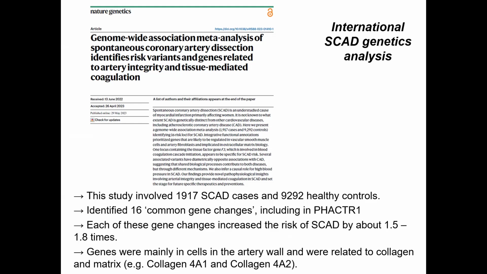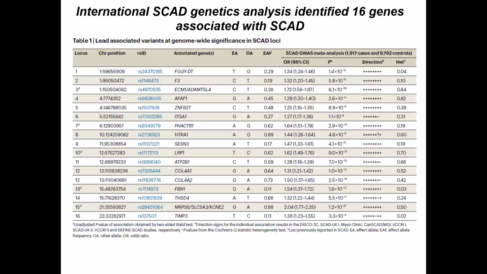And the genes were mainly involved in the cells in the artery wall and more related to collagen and matrix. These are genes like collagen 4A1 and 4A2. So these are the 16 genes we found in this study, all linked to SCAD. You can see here's that PRACTA1 gene I was talking about. Here's these two collagen genes, 4A1 and 4A2 as well. And I can tell you that many of these other genes are also linked to collagen and matrix proteins.